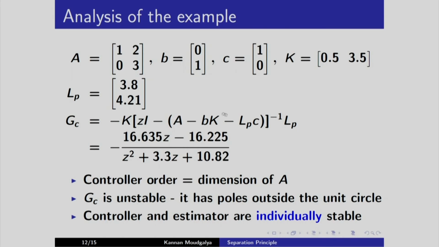Remember how we designed the pole placement controller? We chose K so that A minus BK is well behaved. Then we designed the estimator by making A minus LPC well behaved. These two individually are well behaved, but after putting them together, there is no guarantee that it will be stable. As a matter of fact, we have seen the example where this GC is unstable.